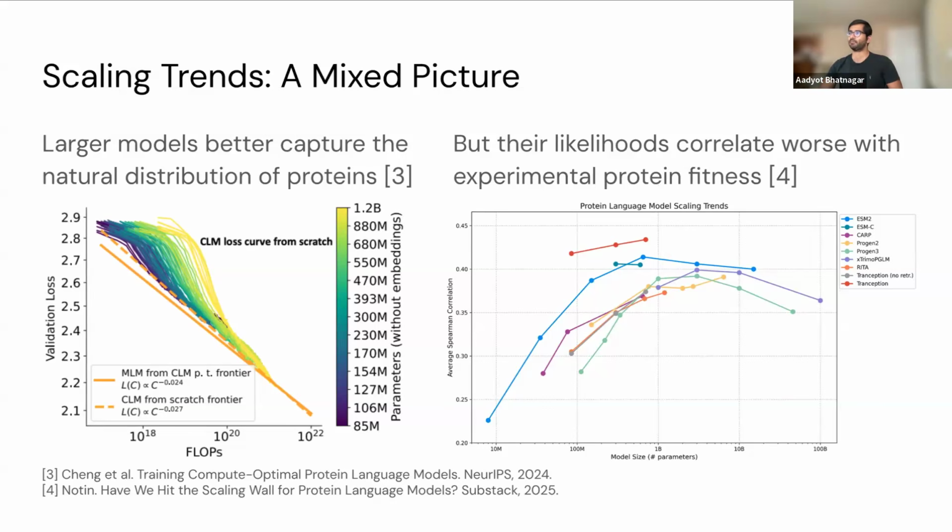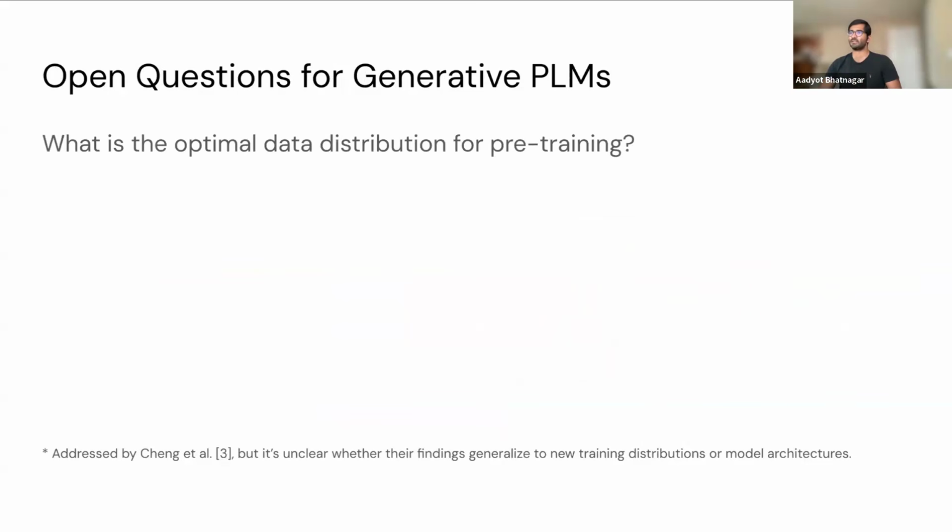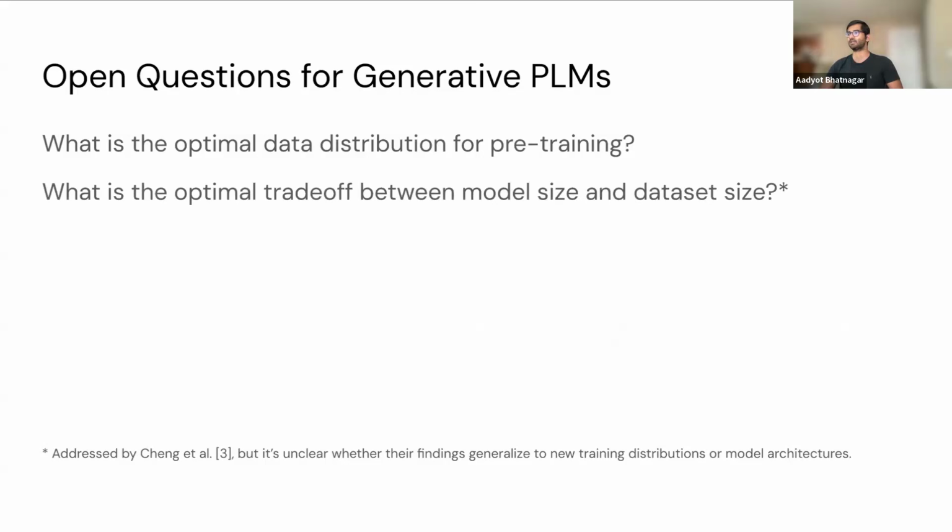And so with that, this brings us to some of these open questions for generative protein language models specifically. The first is, what's the optimal data distribution for pre-training? This question has been pretty understudied in the literature, and in NLP, it's been found that the specific pre-training data can make a pretty big difference to the final model performance. Second, what's the optimal trade-off between model size and dataset size? This Cheng et al. study does address this question, but it's pretty unclear whether their findings generalize to new training distributions or model architectures, given that these factors have had an impact on scaling behavior in NLP.